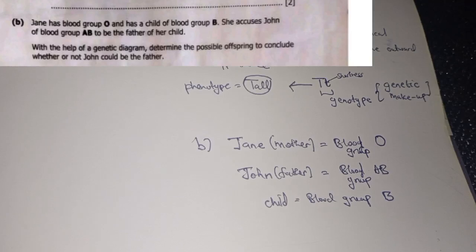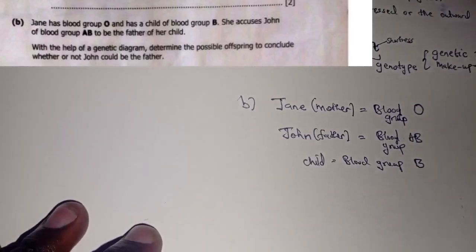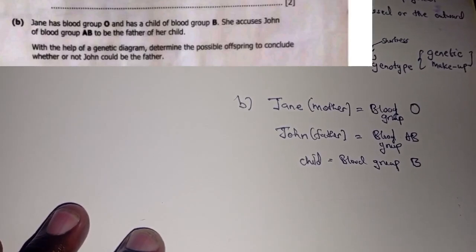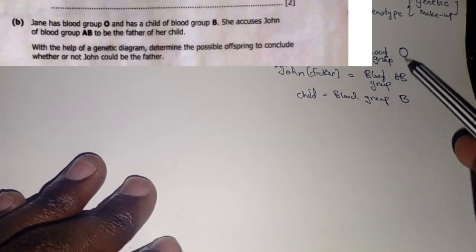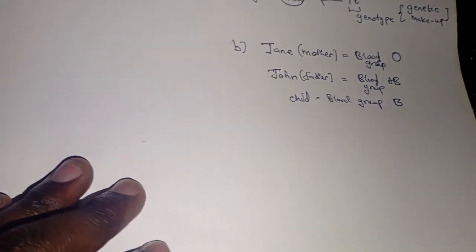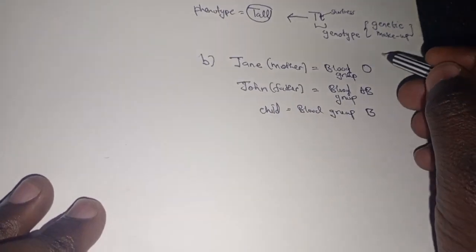I want to see the possibility of John being the father of the child. Since this is just an accusation, and this is what happens and goes on in society, let's see what we can do here. We're going to use a genetic diagram, so we're going to make a cross. But before we do that, these are the phenotypes, so let's look at the genotypes.